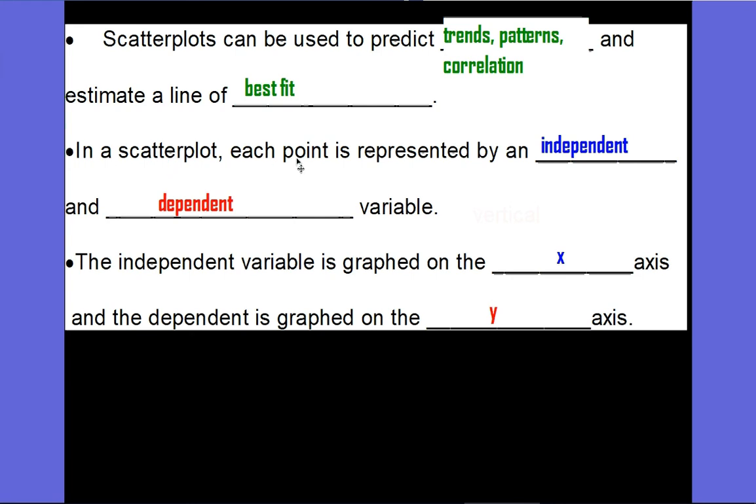In a scatterplot, each point is represented by an independent and dependent variable. And just like we have it color-coded, the independent variable is graphed on the x-axis, and the dependent variable is graphed on the y-axis.